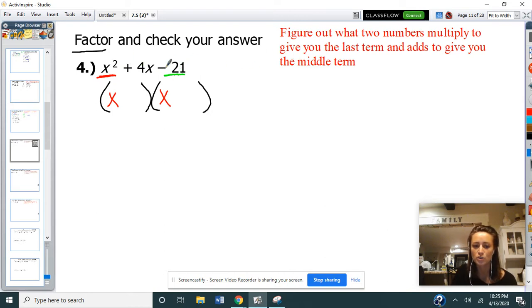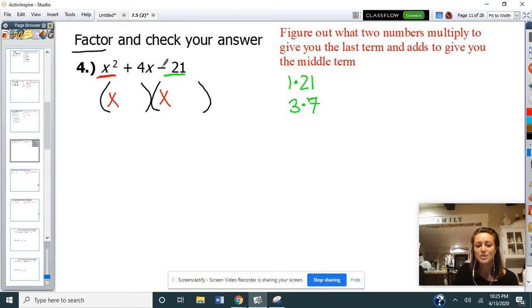So first we're just going to write out the factors of 21. We'll worry about the negative later. So 1 times 21 is 21. 2 doesn't go into 21, but 3 does. 3 times 7 gives me 21. And that's it. Those are the factors of 21.